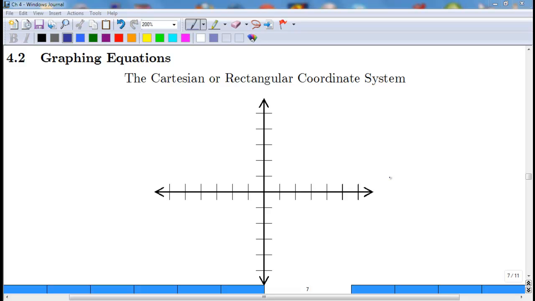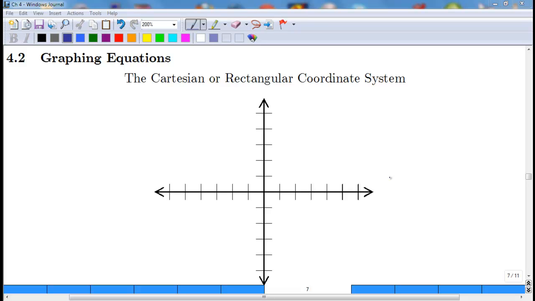This lesson covers section 4.2 from the textbook and deals with graphing equations. So in the previous section, we talked about writing functions and how we can plug in values for functions, we can plug in other variables for functions, and in this section, we're going to talk about graphing those and making a pictorial representation of what those functions mean.